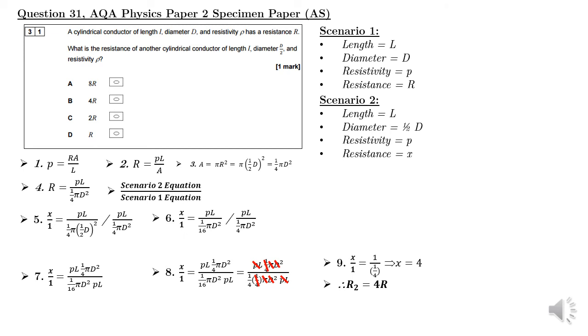So 4 is going to be the coefficient. So we know the resistance of this other cylindrical conductor will be 4R. The coefficient is going to be 4. So the answer would be B, and I circled it there, and as you can see the answer is B in a screenshot from the mark scheme. And this is the last question.